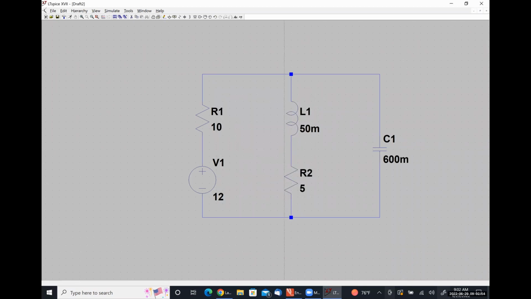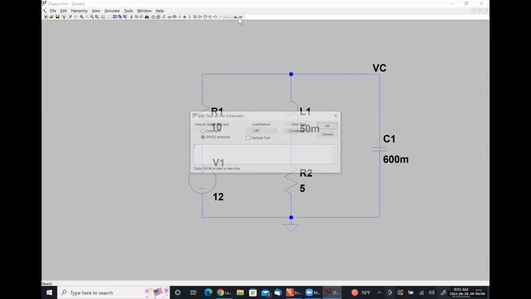I'm going to put my ground at the negative polarity terminal of my capacitor. I'm going to label the positive polarity terminal of my capacitor. Let's see, the initial condition, so dot IC for the voltage at node VC came out to be 60 over 23.